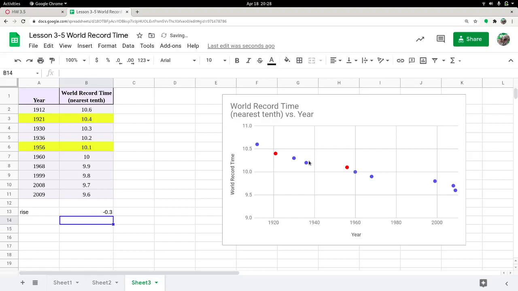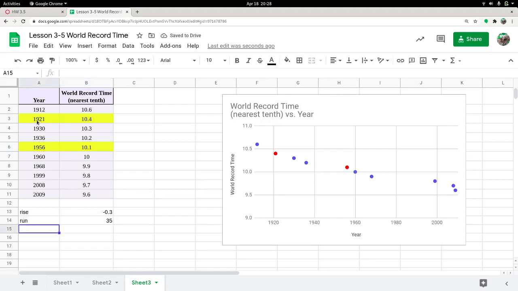Okay, and that makes sense. From this point to that point, I'm dropping down, so that's a negative. And then the run, that's that horizontal distance, right? So I just did my rise. My rise says drop negative 0.3. Now I've got to calculate the run, horizontal distance over there, equals, so that would be this year minus that year. Okay, so there's my rise and my run.